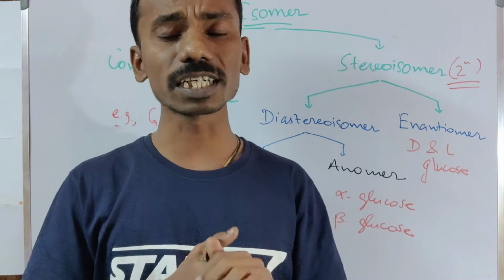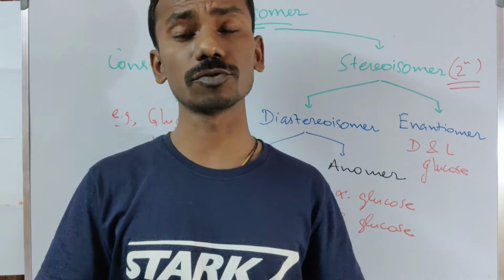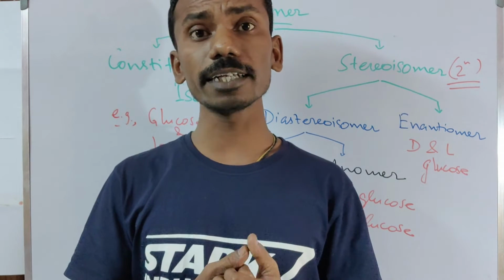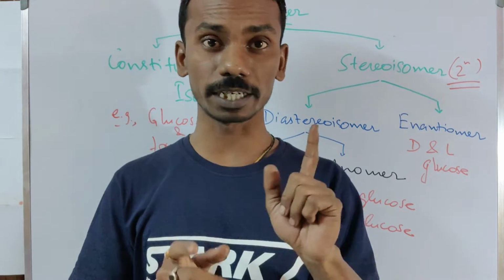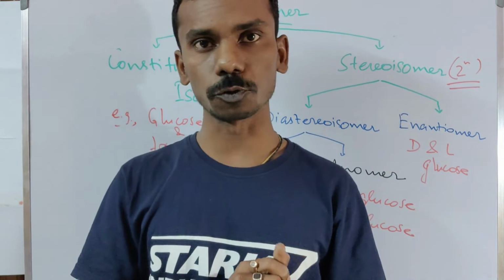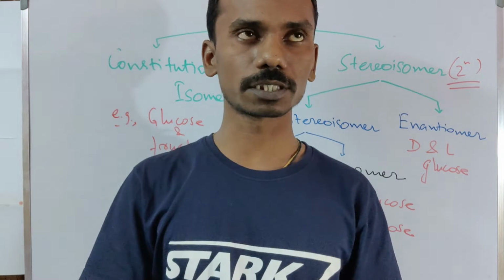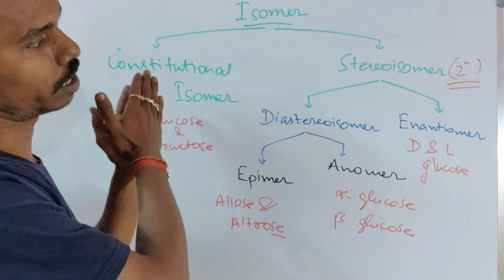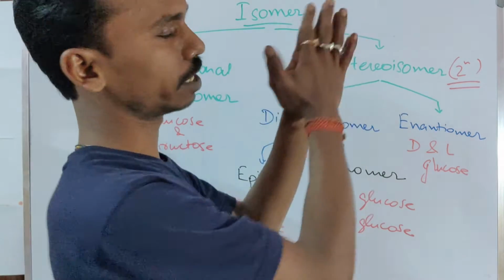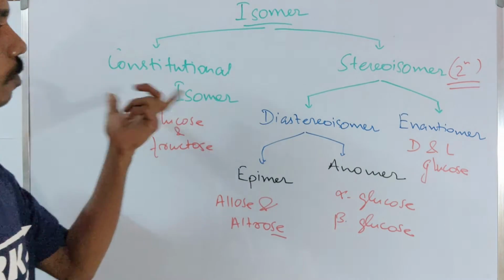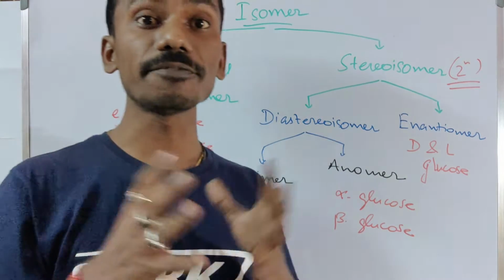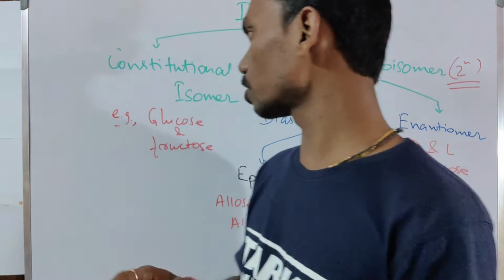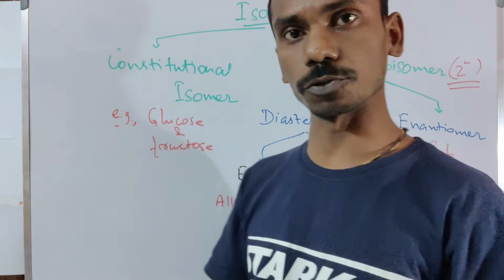Like you can say glucose and fructose. Glucose and fructose carry the same empirical formula, that is C6H12O6, and they have two kinds of functional groups. One is aldehyde and another one is ketone. So let's start with glucose and fructose and these isomers. Isomers can be differentiated into two forms: one is constitutional isomer and another one is stereoisomer. Constitutional isomers are when the compounds contain different functional groups, in which we can see one is glucose and another one is fructose.